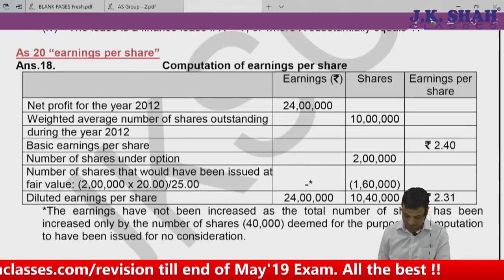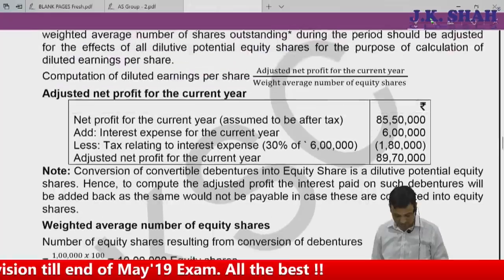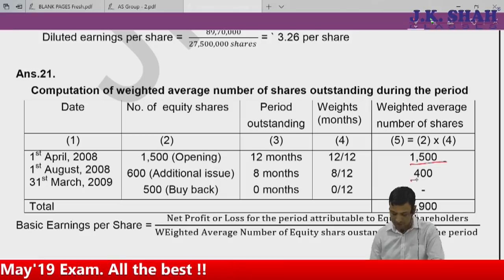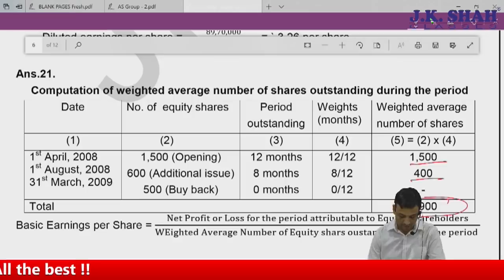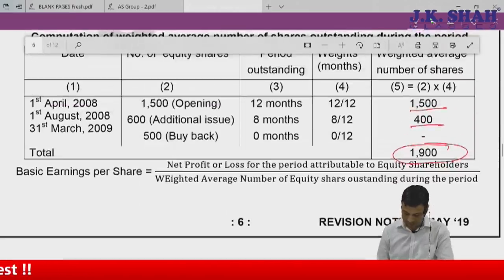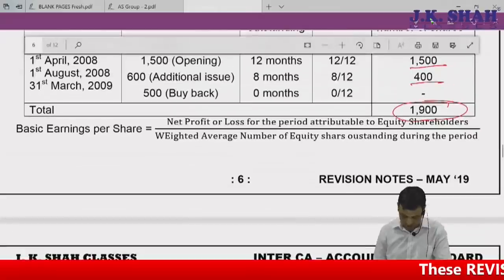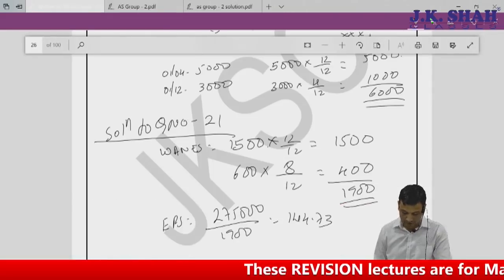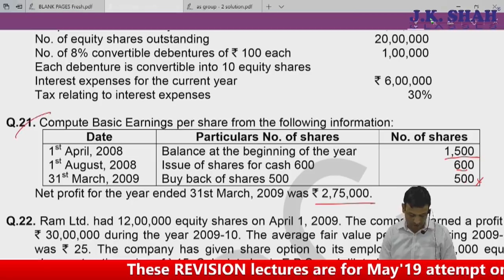Let's go through the solution. The question number is 21. So 1,500 shares, 400, and total is 1,900. This is what we did here. Basic earning per share is net profit divided by weighted average number of equity shares. The net profit is 275, so 275 will be divided by 1,900 shares. Clear? So 21 is done.